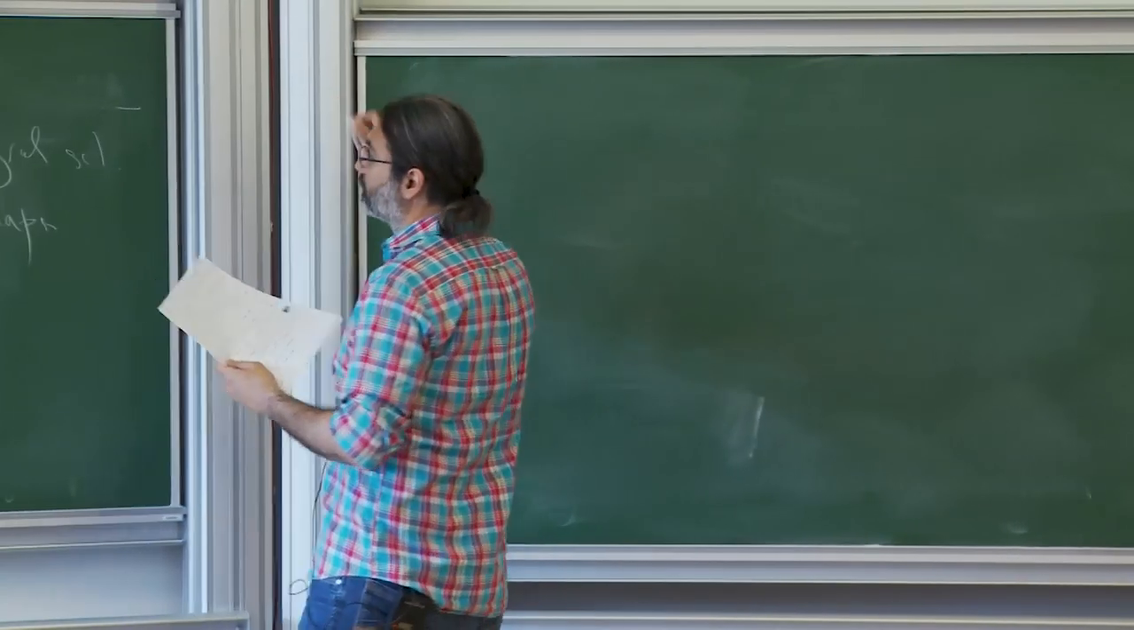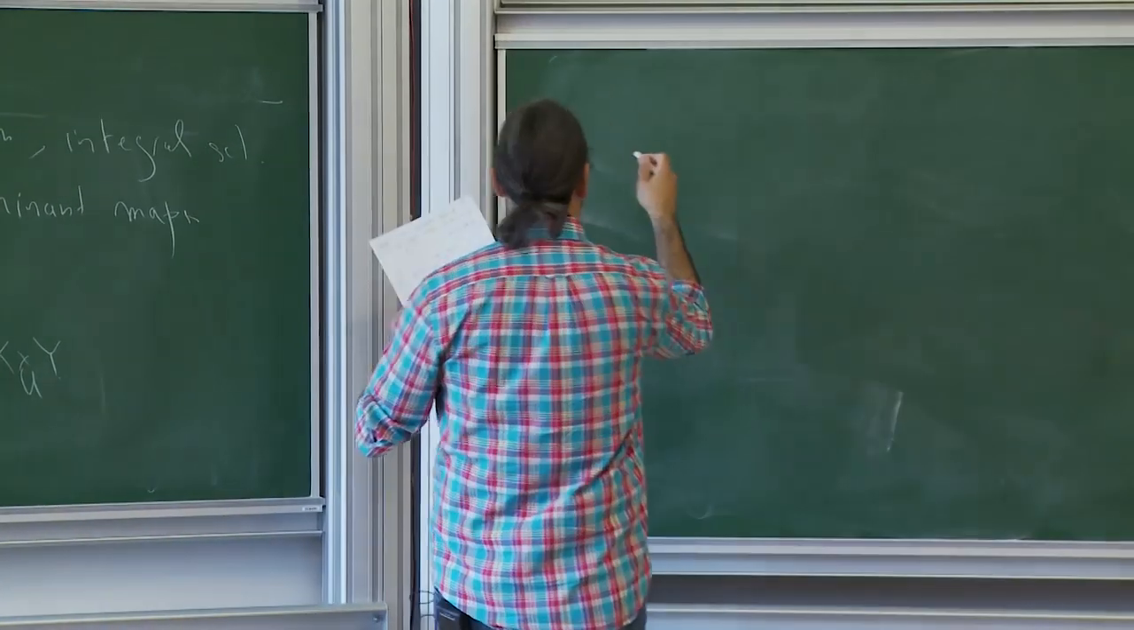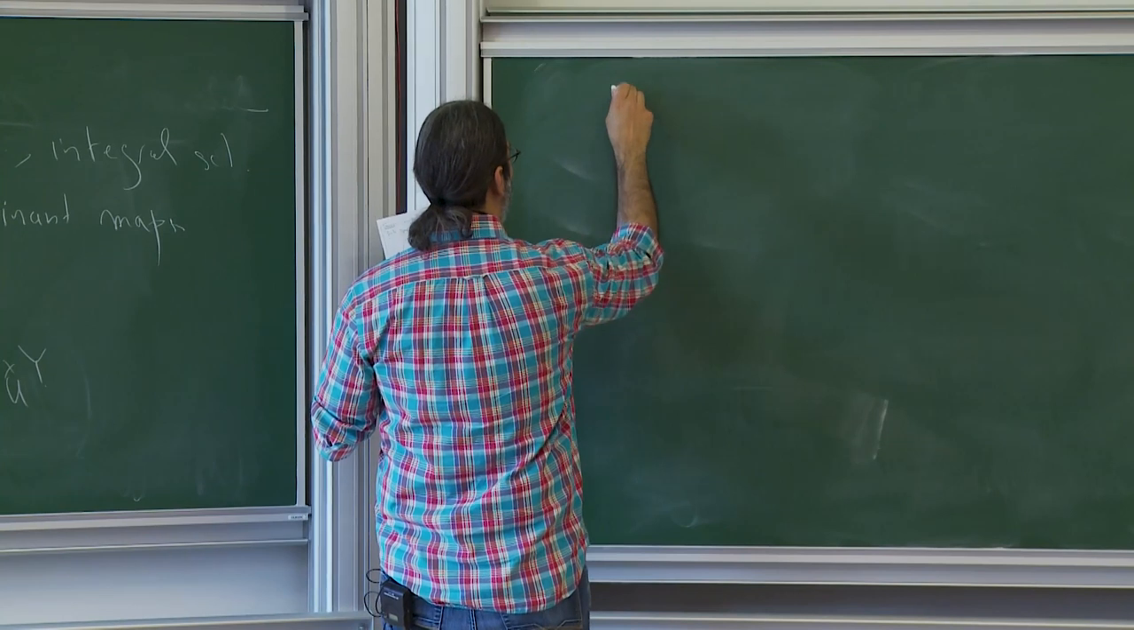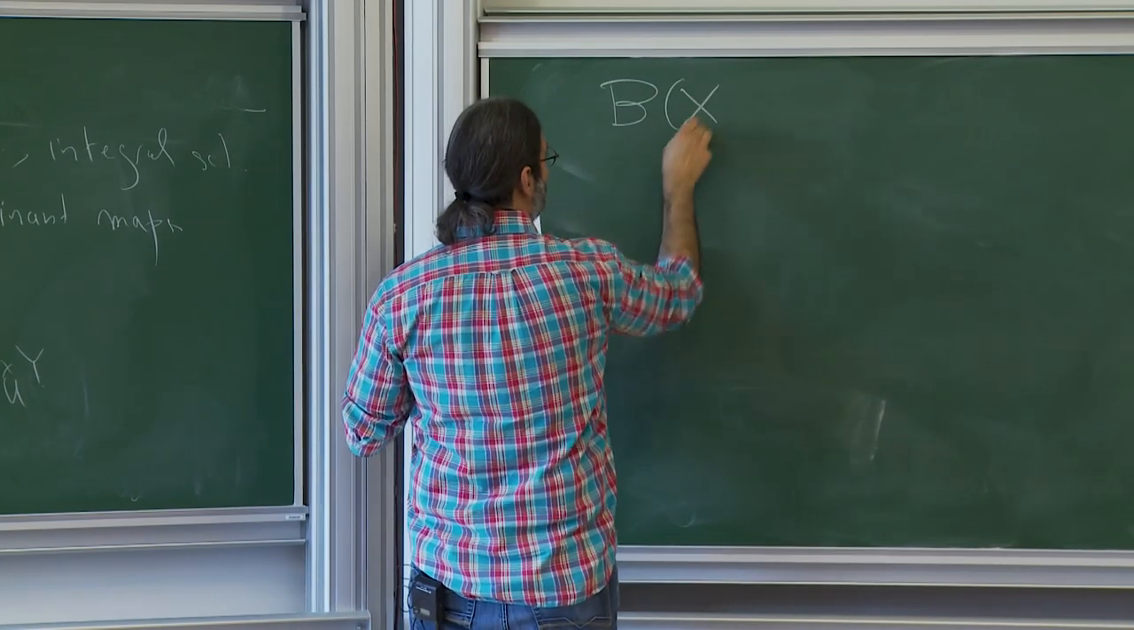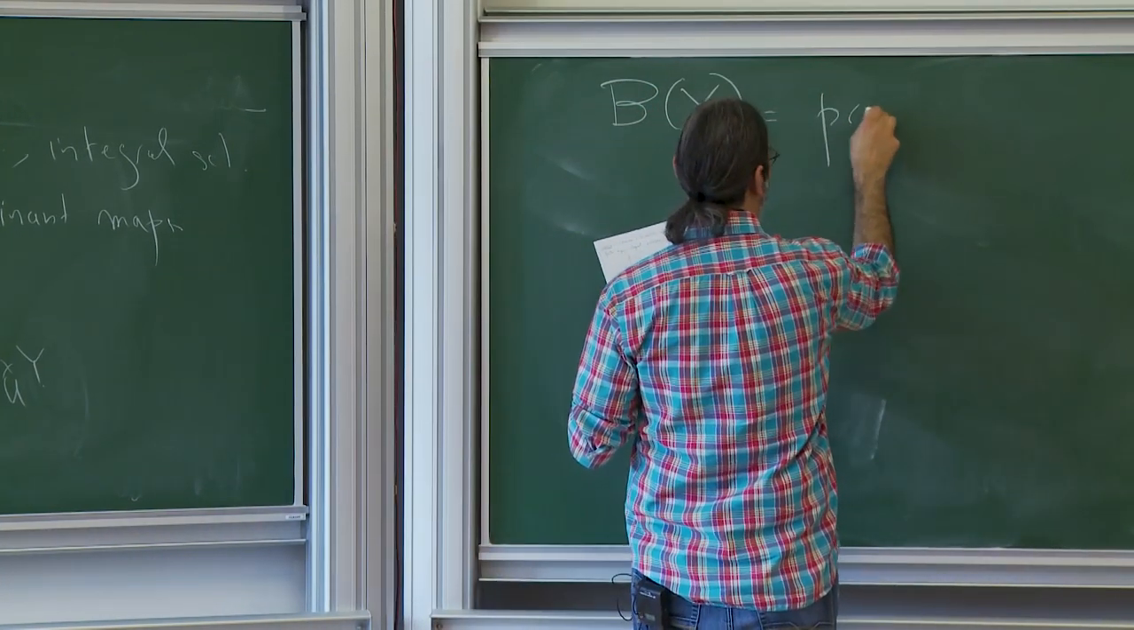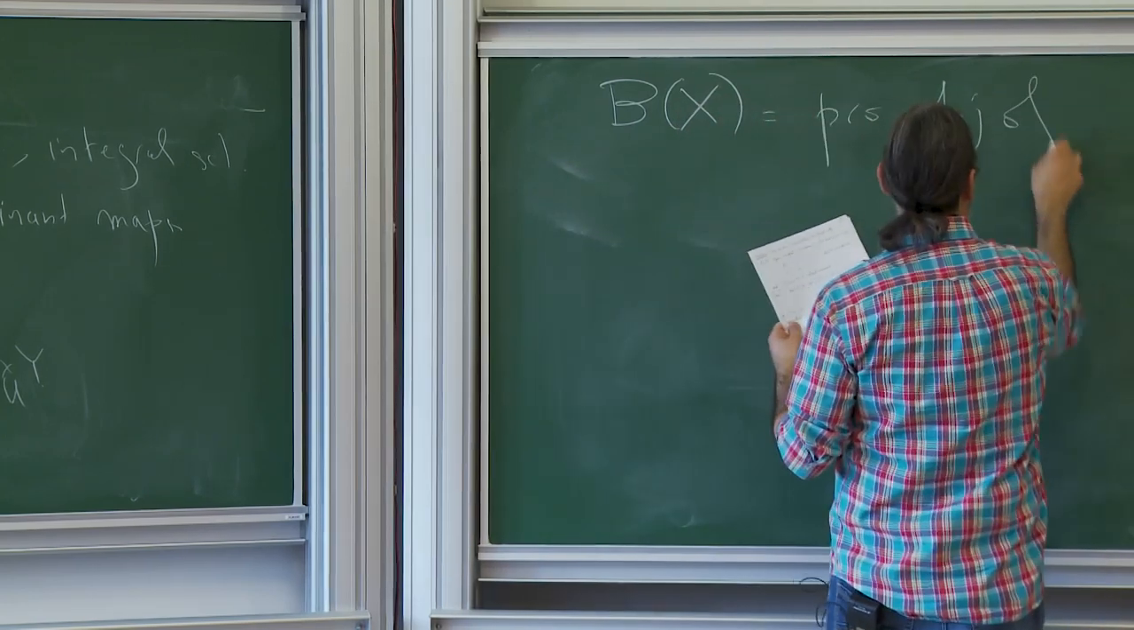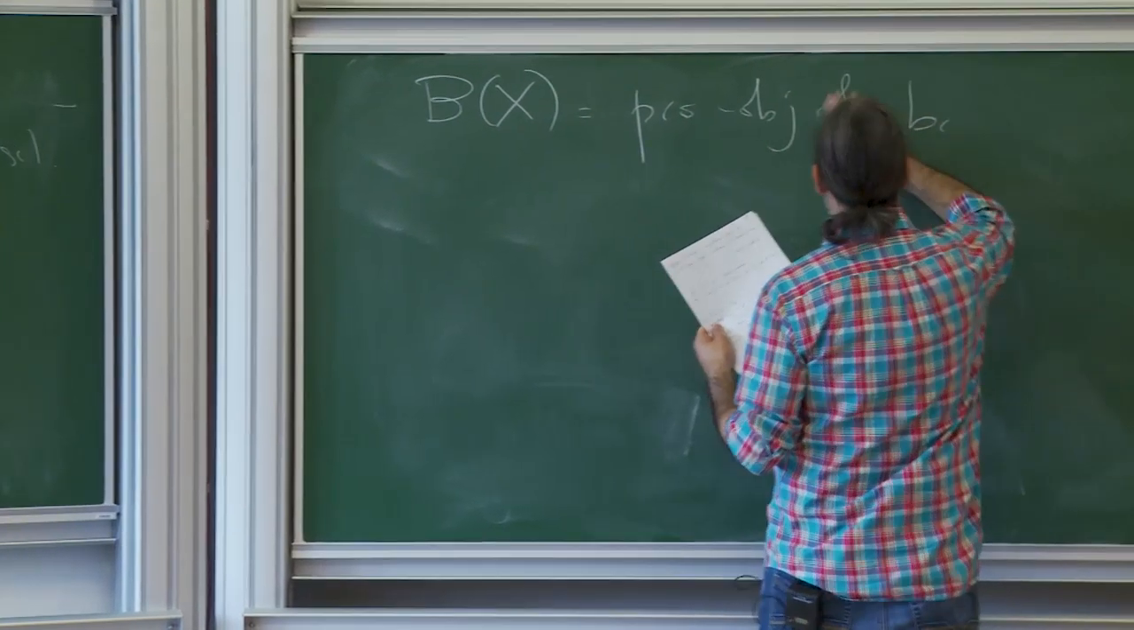And then you do something slightly more. To your X, you consider B of X. This is the pro-object obtained by blowing up faces.